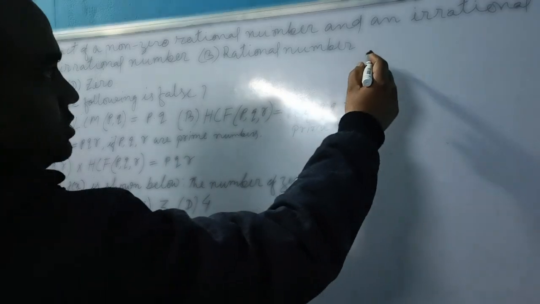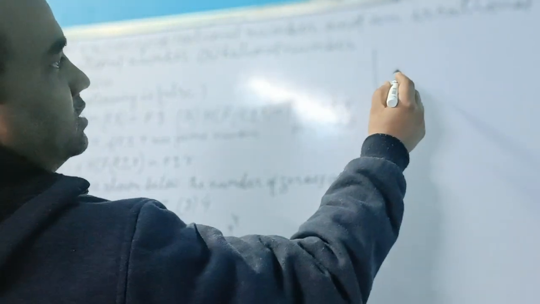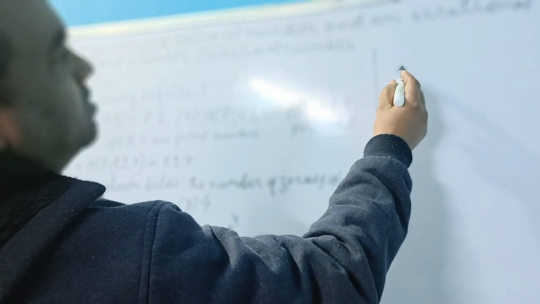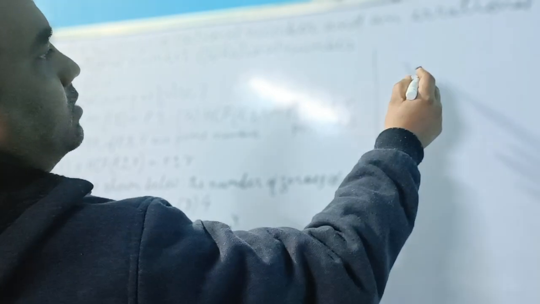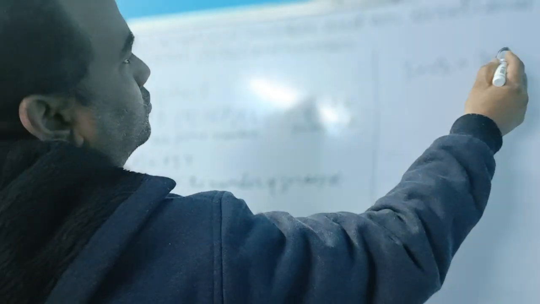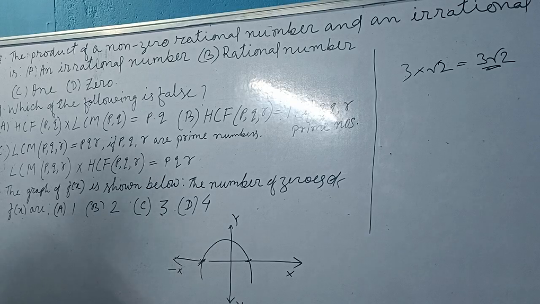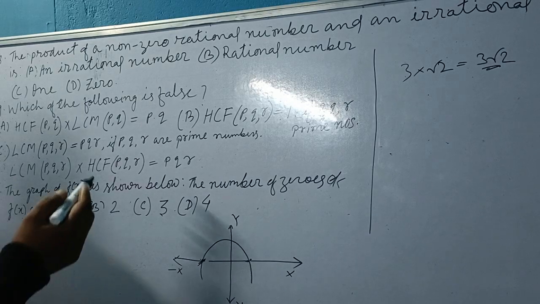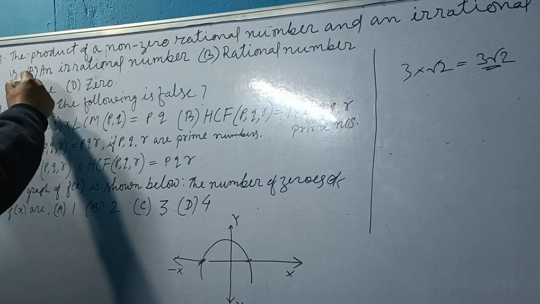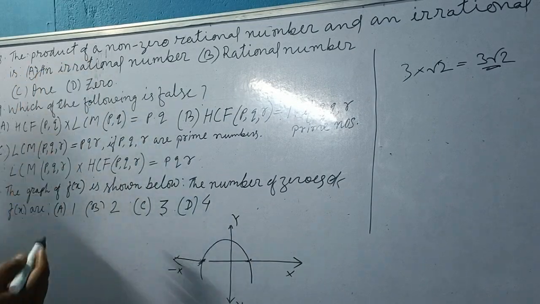You see, non-zero number means not zero. It may be any rational number, say 3, and into say root 2. So 3 into root 2, you'll get 3 root 2. So as a result, you are getting the product of a rational and irrational number is an irrational number. So that means as per your option, it is satisfied with option A. That means an irrational number.